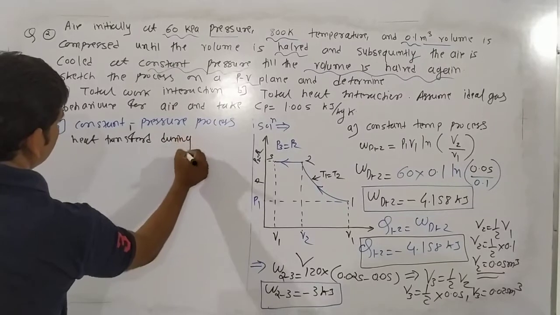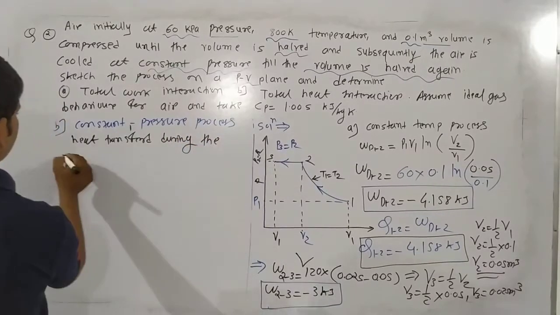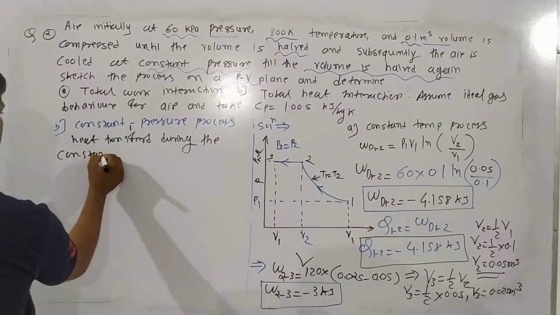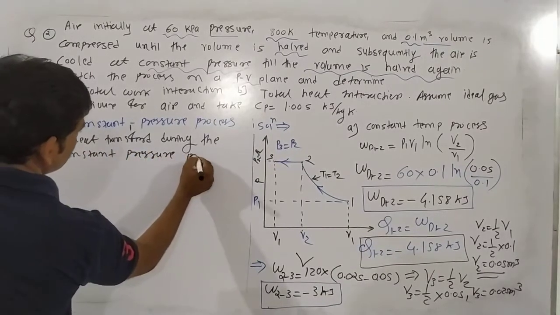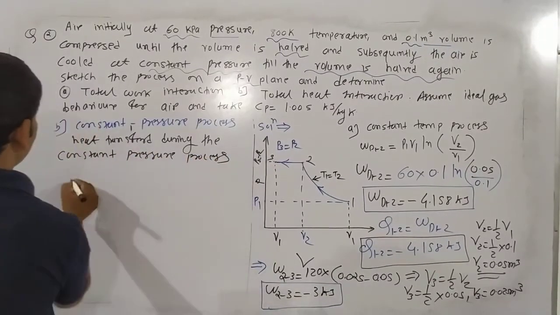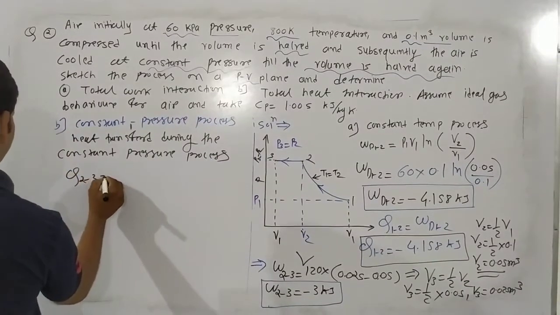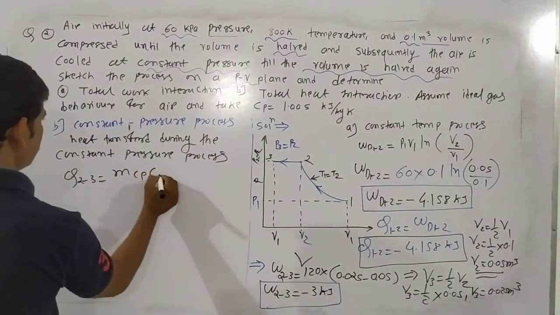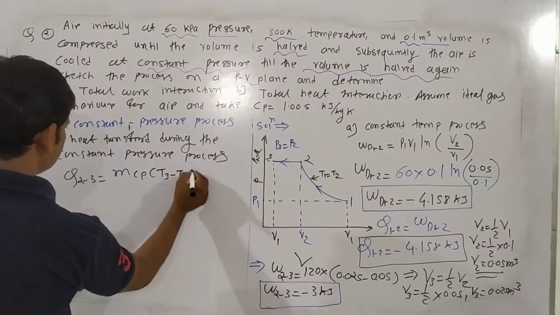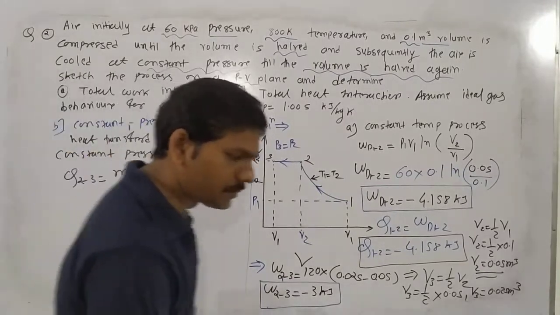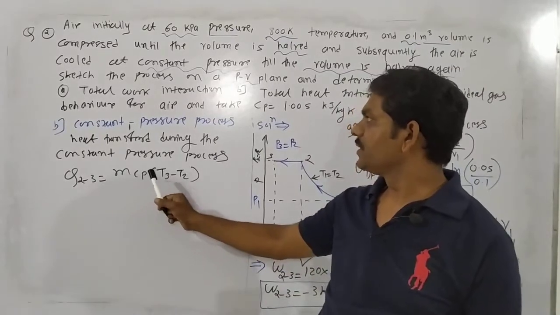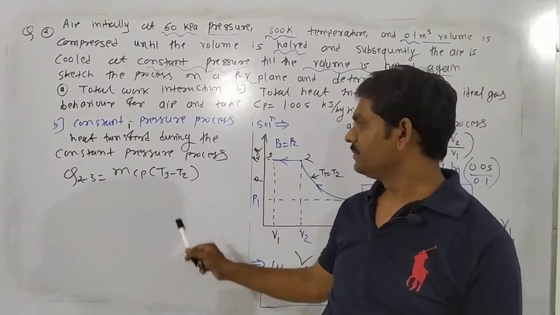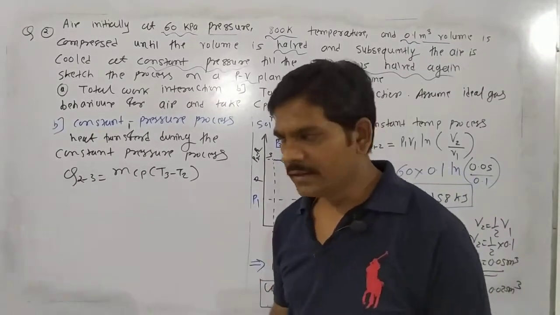during the constant pressure process. What is the formula? Q2-3 = m Cp (T3 - T2). This is the standard formula, right? So given Cp, we require m, and we require the value of T3.